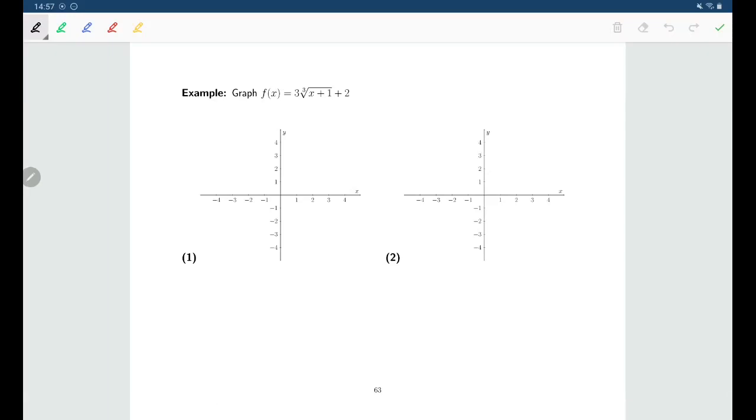All right, let's do one more. So here I've got a function. It's my cube rooting function. And I can see that there's 3 transformations.